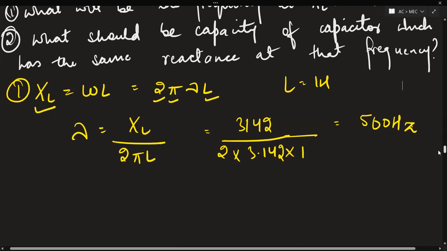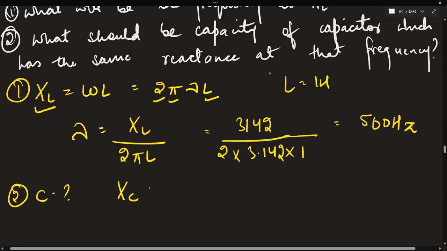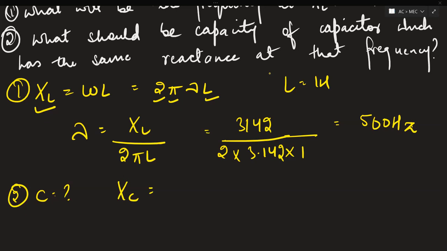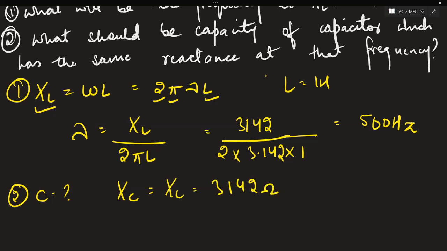See, the second part says what should be the capacity of a capacitor? Capacity of a capacitor means capacitance. What is capacitance? Value of capacitance. Microfarad. Okay, Kulsum, right answer. That is also correct. Capacitance is unknown. This time Xc is also not given directly, but it says Xc's value is exactly the value of inductive reactance. Yes, Akhi, right. So this is equal to XL, which is equal to 3142 ohms.